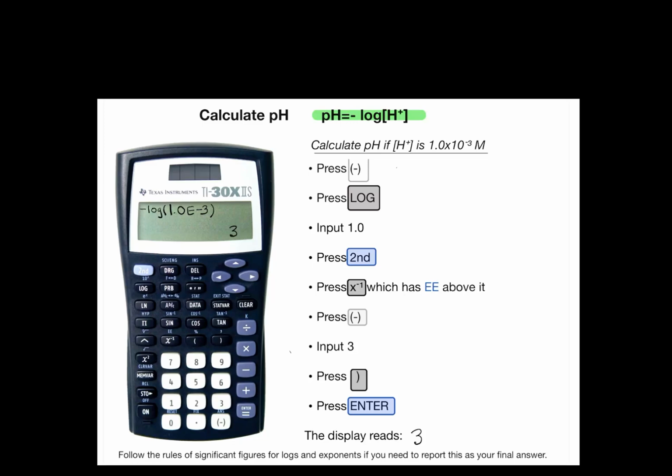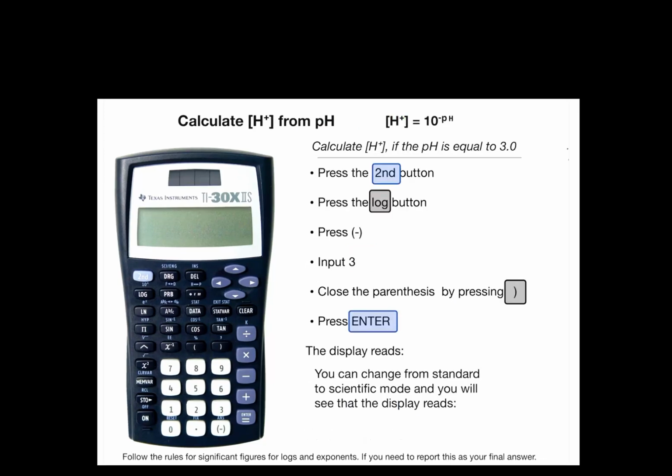Next, I will demonstrate going in reverse. I want to calculate the hydrogen ion concentration from the pH. I can rewrite the pH equation to get the hydrogen ion out of the log by using the inverse log. And now the hydrogen ion concentration is equal to 10 to the minus pH. In the calculator, I will use the inverse log button, which is right above log, in order to compute the hydrogen ion concentration. So the first step is to press the second button.